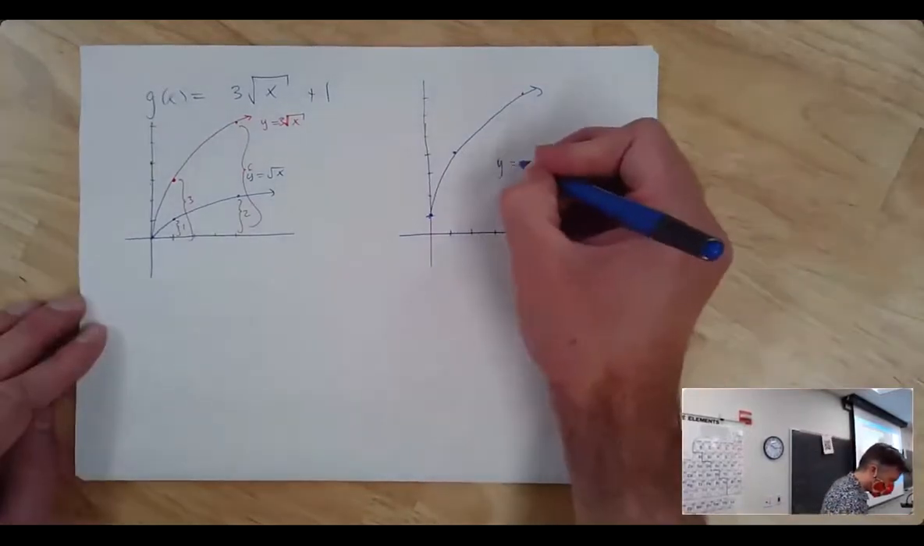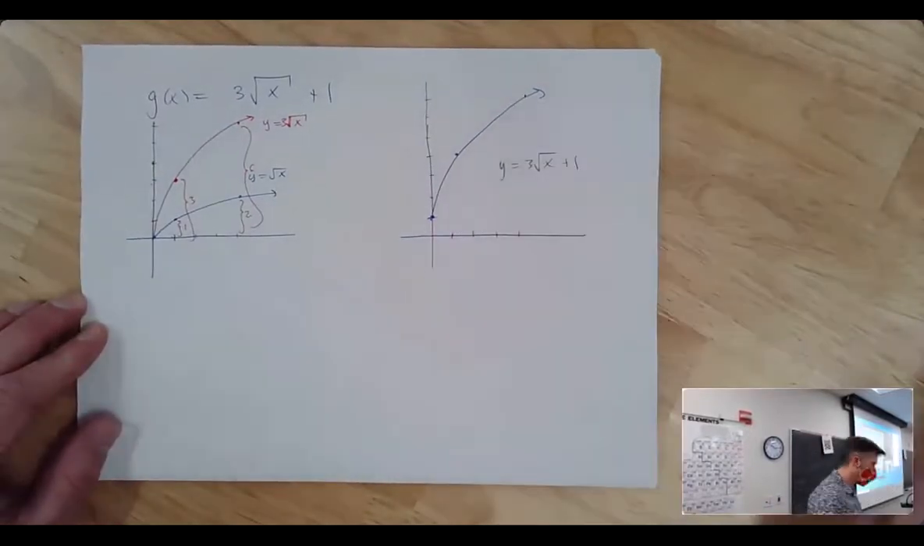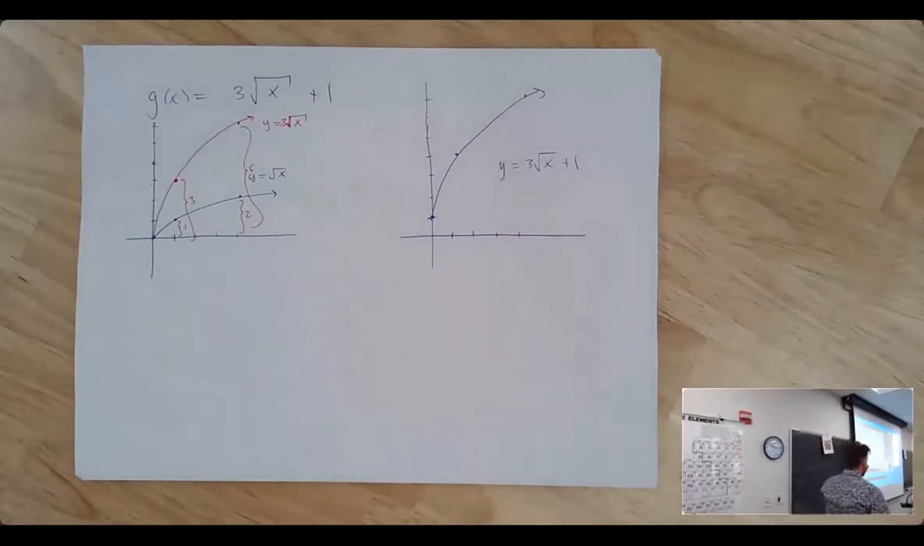Here's y equal to 3 root x plus 1. So really what I want to drive home is, if it happens on the inside of the function, it's affecting it horizontally. If it happens on the outside of the function, it's affecting it vertically. That's the kind of key thing I would use here.